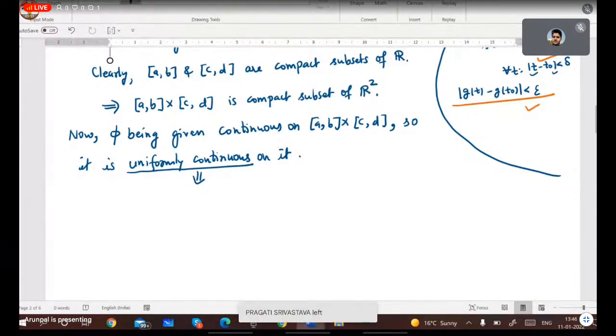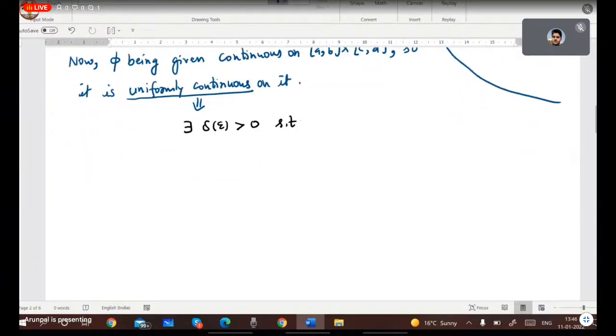Now, because phi is uniformly continuous, by the definition of uniform continuity, for a given epsilon greater than 0, there must exist a delta which depends on epsilon only. Please take note, class: in the case of uniform continuity, delta does not depend upon the points. Delta greater than 0, such that, recall the definition of uniform continuity, class.